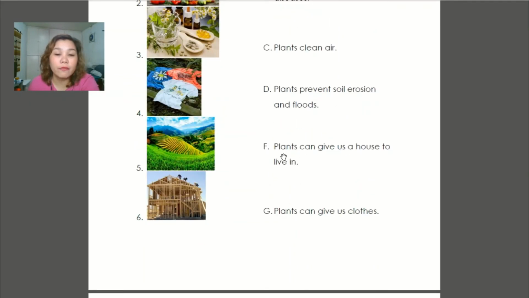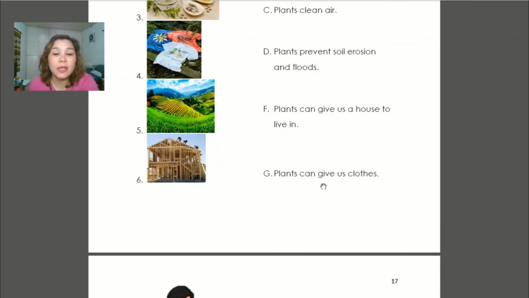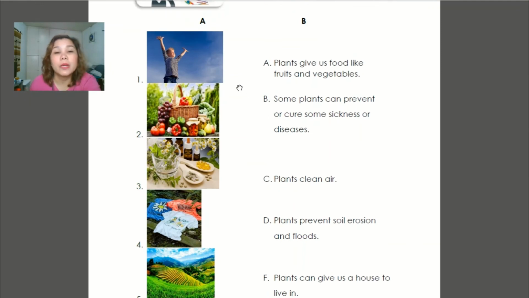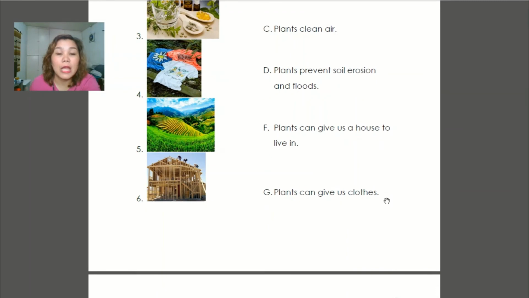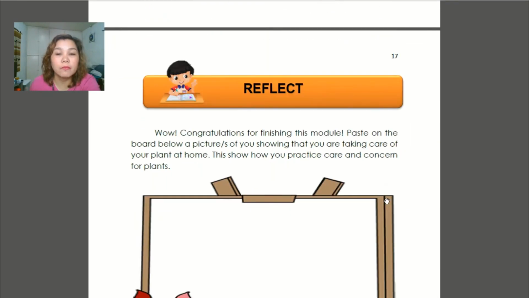Then letter F, plants can give us a house to live in. And then letter G, plants can give us clothes. So draw a line to match column A with column B. If you're done, let's proceed with page 17.